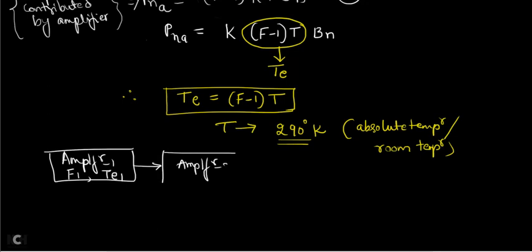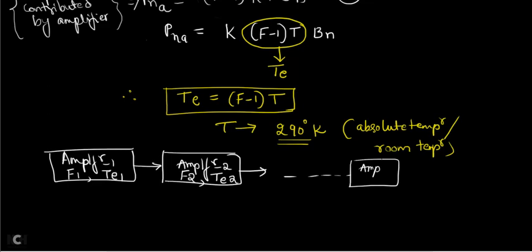This amplifier is connected to another amplifier, amplifier 2, and the noise factor of this is F2 and the noise equivalent temperature is TE2. Like this you have many amplifiers connected together. This is your last amplifier. Assume that there are n amplifiers present. This is Fn and this is TEn. TEn stands for the noise equivalent temperature of the last stage, the nth stage.